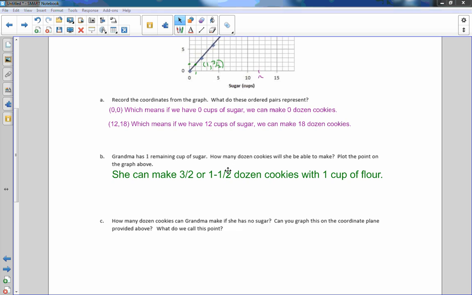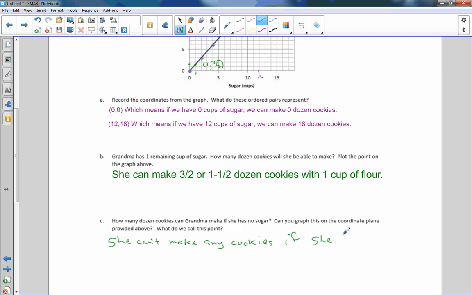C says, how many dozen cookies can Grandma make if she has no sugar? Well, if you have no sugar, you have no cookies. So she can't make any cookies if she has no sugar. Okay, so there that is. She can't make any cookies if she has no sugar. How can you have any cookies if you don't have any sugar?